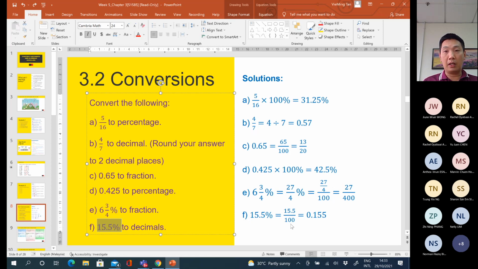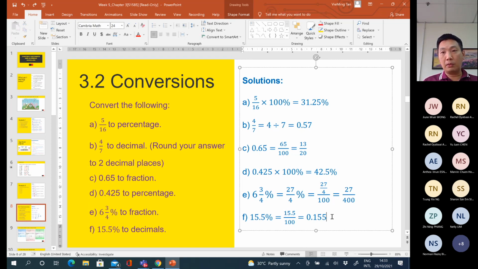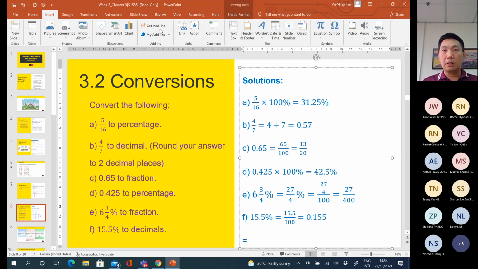We can try to simplify this again, because usually we don't want a decimal point. So if you want to round the answer to fraction number, it will be 155 divided by 1000. Let's say for this, if I want to convert to fraction number, it's like this. Usually we don't want this decimal point. So what you can do is like this.